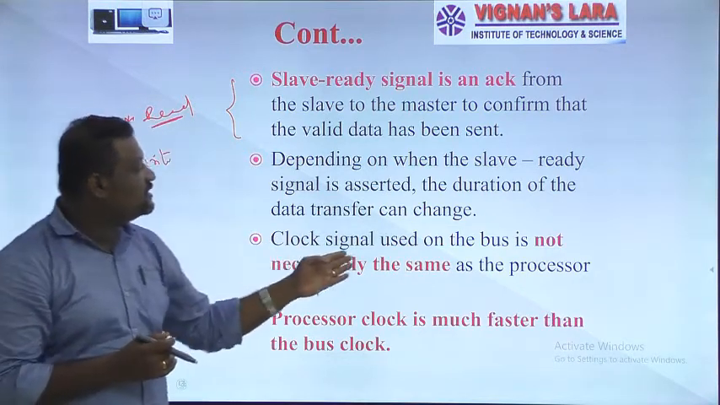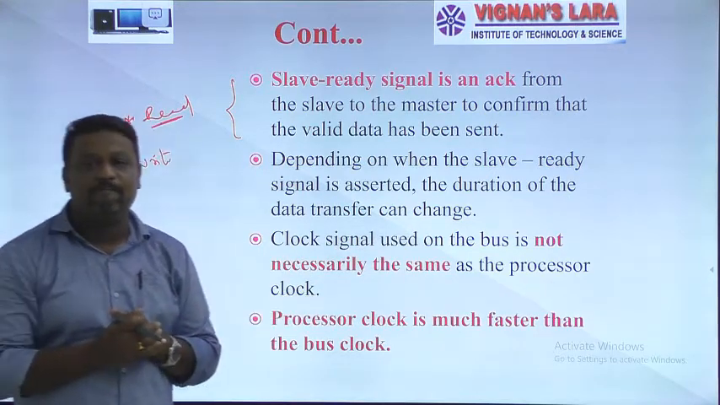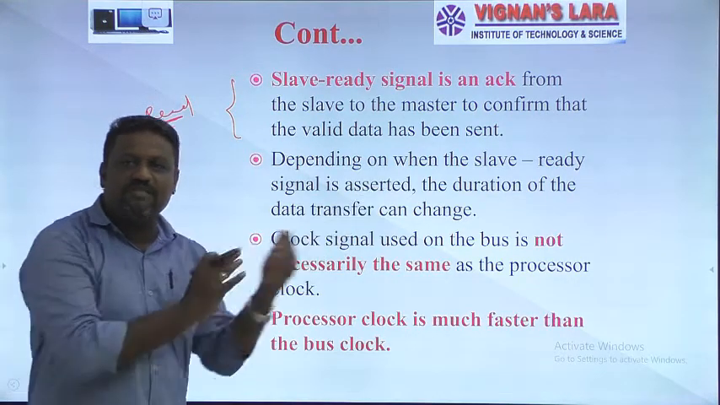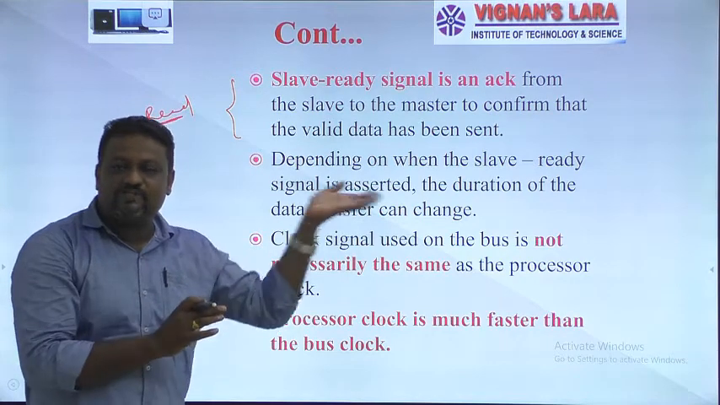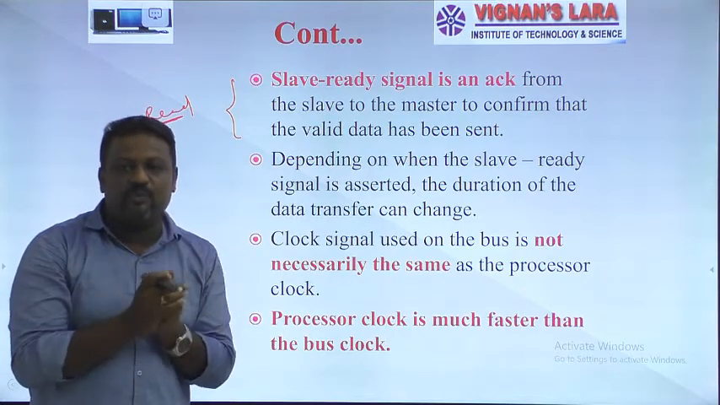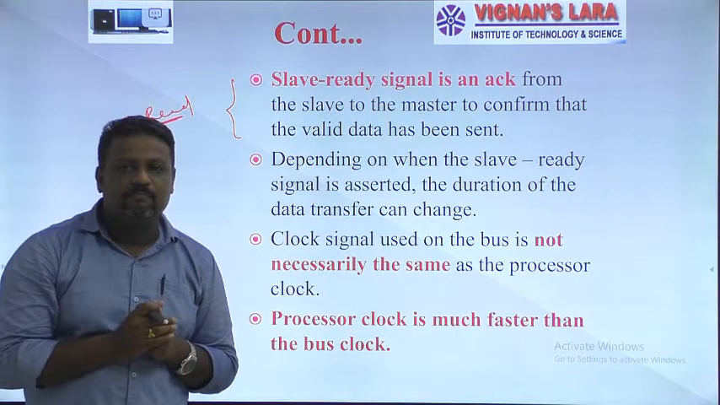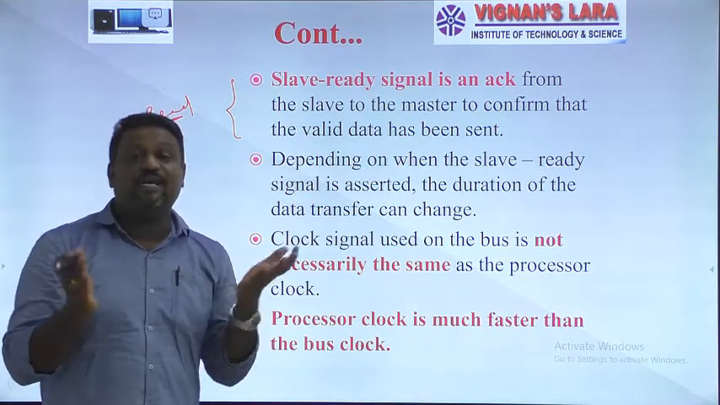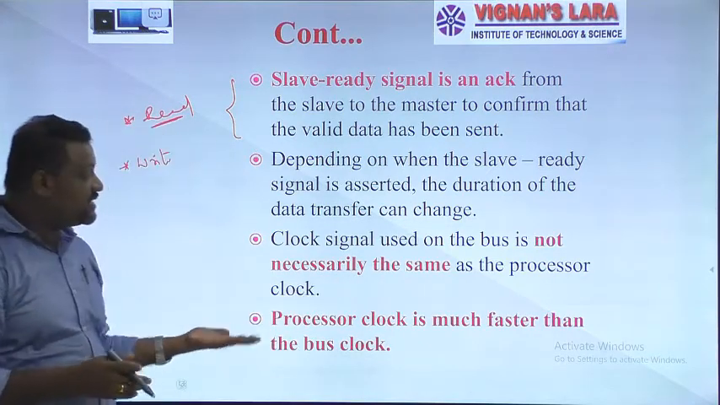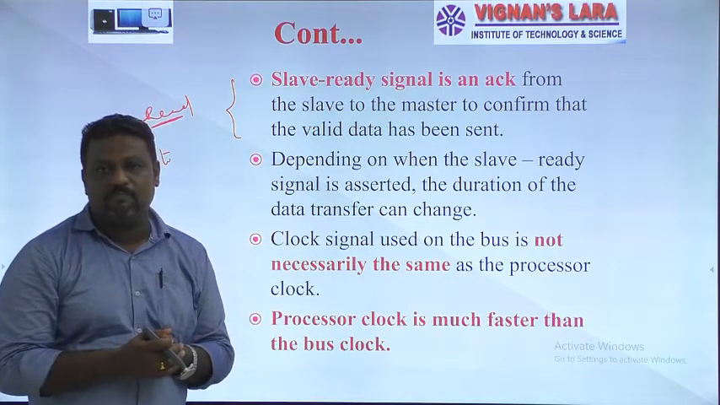And next, the clock signal used on the bus is not necessarily the same as the processor clock. Because the processor has a certain clock frequency, and our bus has a certain clock frequency. In the case of a synchronous bus or synchronous bus protocol, your bus has a certain clock signal with a certain frequency. That frequency may not be equivalent to your processor clock frequency. Generally, the processor clock frequency is very high compared to the bus clock frequency. That's why the last point is like this: the processor clock is much faster than the bus clock.